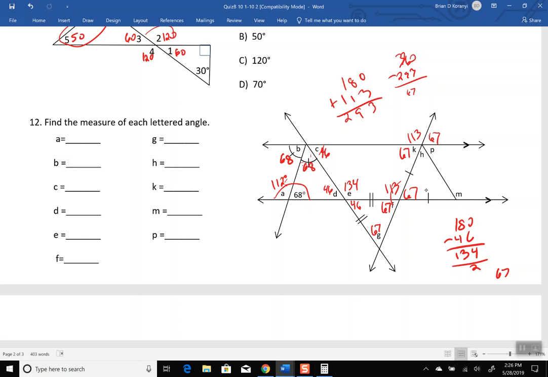Okay, so I have to use the fact that this is isosceles. So these two things are going to be equal. So if I have 67, let's see, which ones is it telling me are equal? So 113. No, that's not quite right. What am I doing wrong? What am I missing?